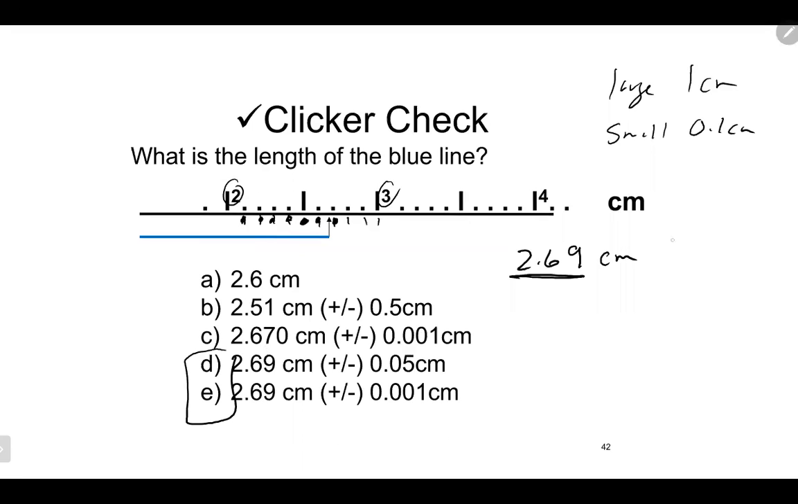So let's see which one's right. We know the smallest marking is 0.1 divided by 2 gives us 0.05 centimeters as our uncertainty in this measurement. So I'm going with D, should be our right answer here. Once again, for me, you don't necessarily have to do the plus or minus 0.05, but some people do it.